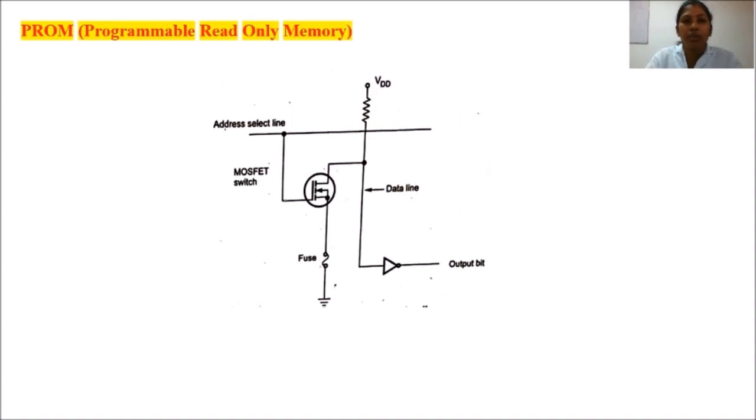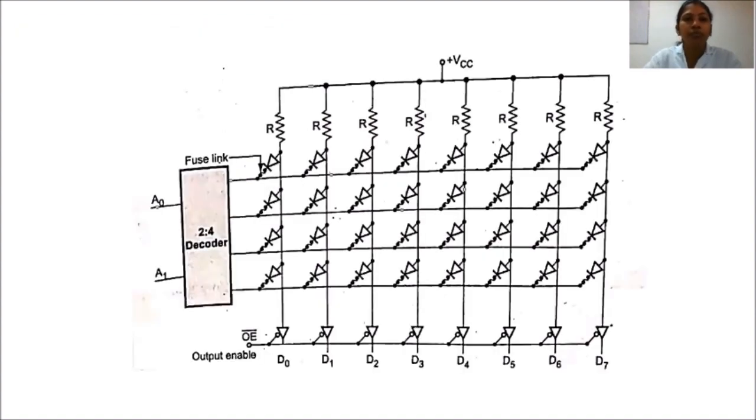Logical zeros are programmed by selecting the appropriate select line and then driving the vertical data line with a pulse of high current. So this is the working of PROM. This is a circuit of a 2:4 decoder PROM. It has diodes in every bit position. Therefore, the output is initially all zeros.